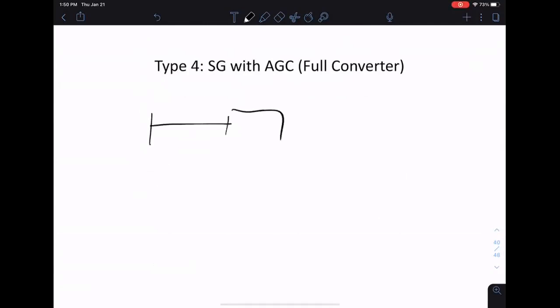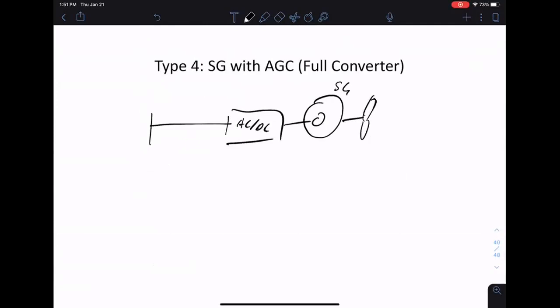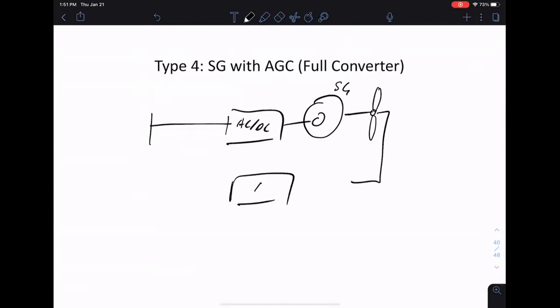So we have this AC/DC, synchronous generator, blades. We have an AGC box, our digital control box. Again, let's say we measure pitch angle, and we can very easily create control signals.